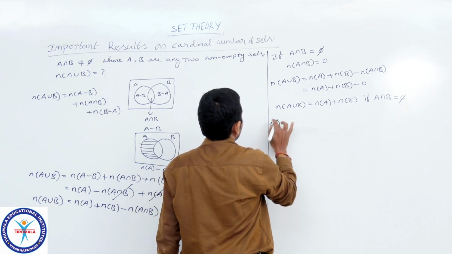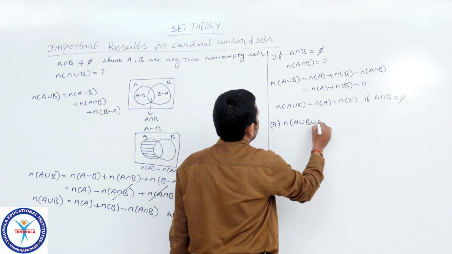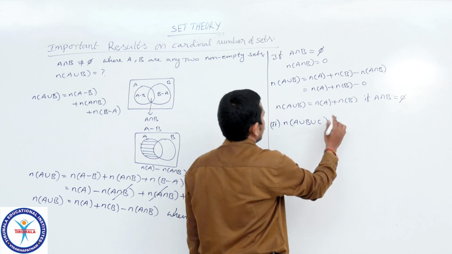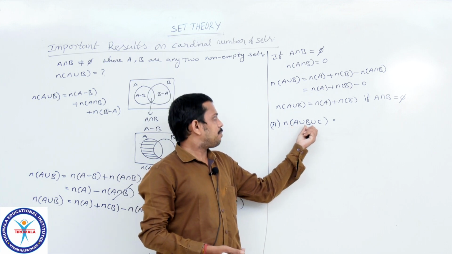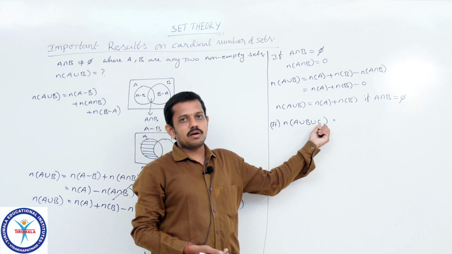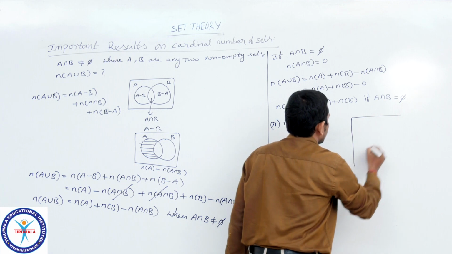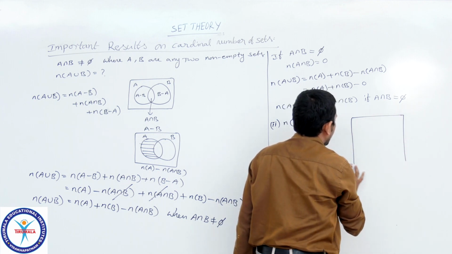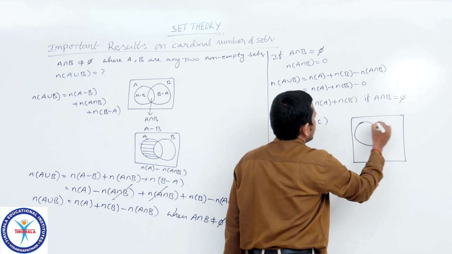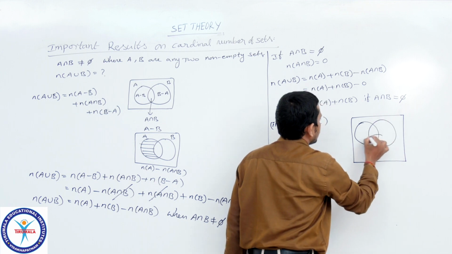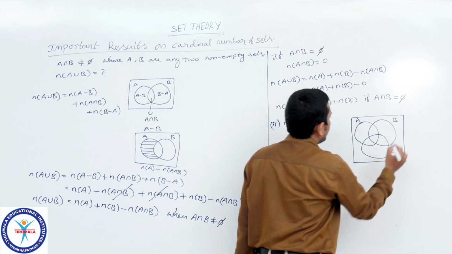Now, the second result. What is n of A union B union C? It is the number of elements present in A, B, and C. Here again we can draw Venn diagrams, so that we can easily understand. Here this is set A, this is set B, and this is set C. Here we have three sets A, B, C.